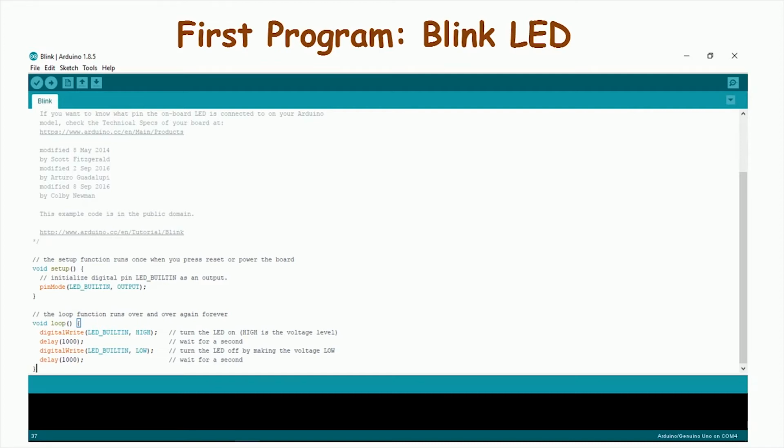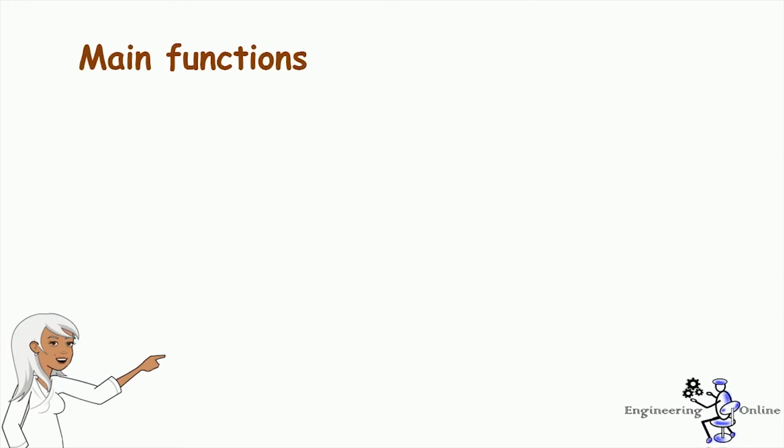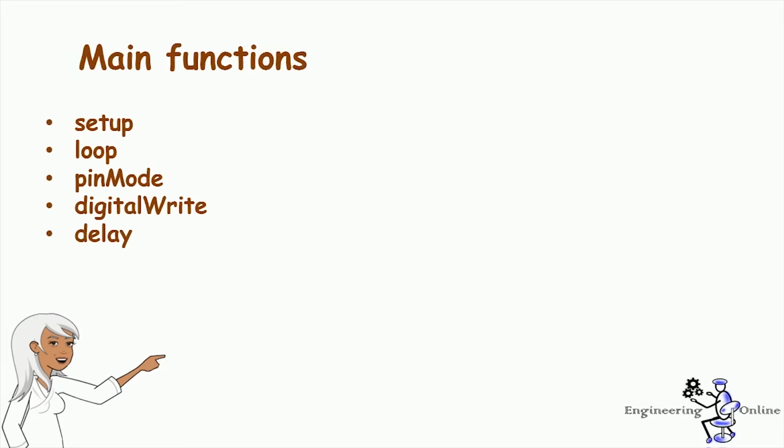There are two types of comments, that is single line comment and block comment or multi-line comment. A single line comment begins with two adjacent slashes and a block comment is started and ended by a slash and asterisk. Sometimes comments are also useful to comment out specific lines of code that you don't want to execute at that time. You don't have to write the code again and again, just comment out that part. Next we have some main functions of the code, that is setup, loop, pinMode, digitalWrite and delay. We will study them one by one in detail.